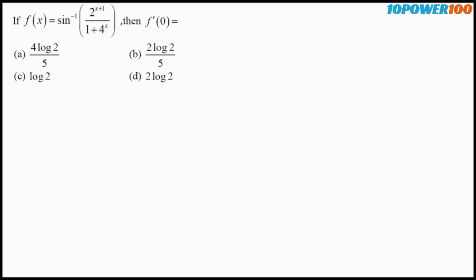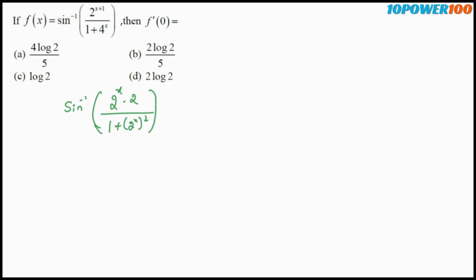Next question: if f of x is equal to sine inverse of 2 power x plus 1 by 1 plus 4 power x, then f dash of 0. So here first we have to solve the inverse trigonometry function. So sine inverse of 2 power x plus 1, I'll write it as 2 power x into 2, whole divided by 1 plus 4 power x, I'll write it as 2 power x the whole square.